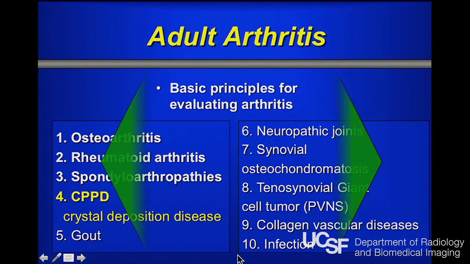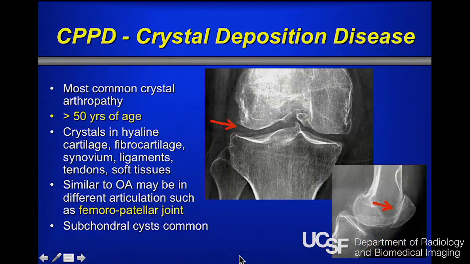CPPD, or calcium pyrophosphate deposition disease, is a disease which typically affects older patients. It's a deposition of these calcium crystals within the menisci, within the hyaline cartilage, but it can also be found all around the joints, in the ligaments, everywhere, and it causes this typical type of osteoarthritis which affects the patellofemoral joint. So if you see really severe patellofemoral joint OA, you should always think of CPPD because it's just frequently related with CPPD.